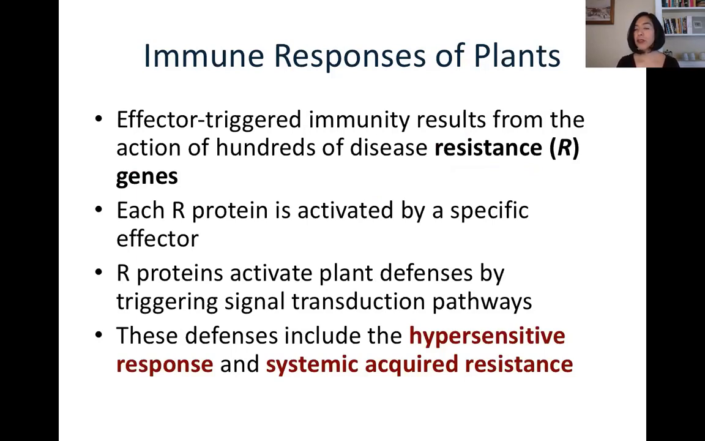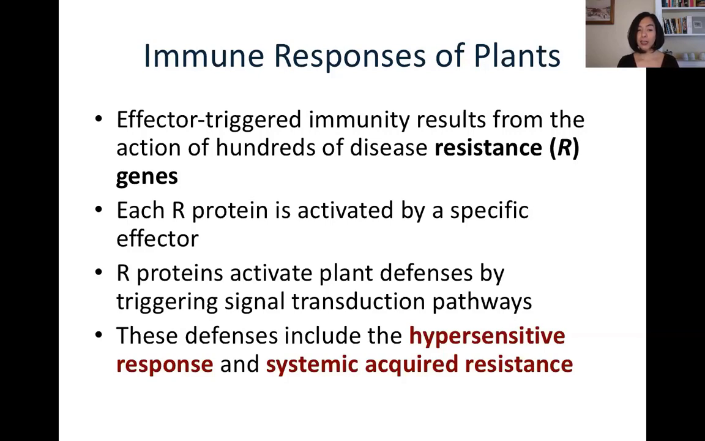These immune responses that plants have are going to be triggering the immune system, and it's going to select the type of gene, or resistant R genes, that are going to be involved in the response. Each R protein is activated by a specific effector. That means a different pathogen, or a different molecule that this pathogen is producing. So the R proteins in the plants get activated, or are going to be activating the defense in the plant by triggering a signal in the transduction pathways.